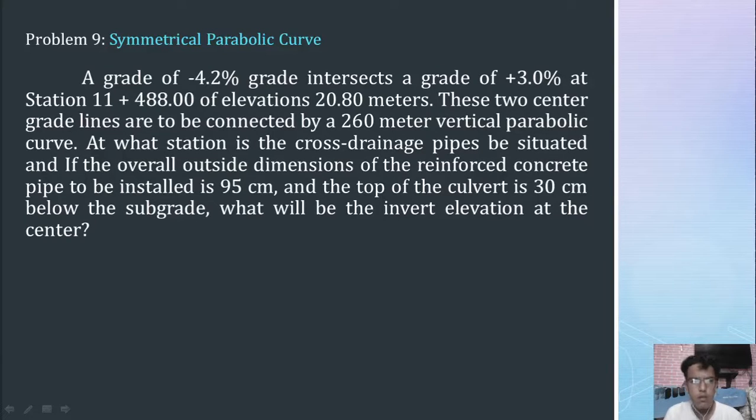At what station should the cross drainage pipe be situated, and if the overall outside dimension of the reinforced concrete pipe installed is 95 centimeters and the top of the culvert is 30 centimeters below the subgrade, what will be the invert elevation at the center?